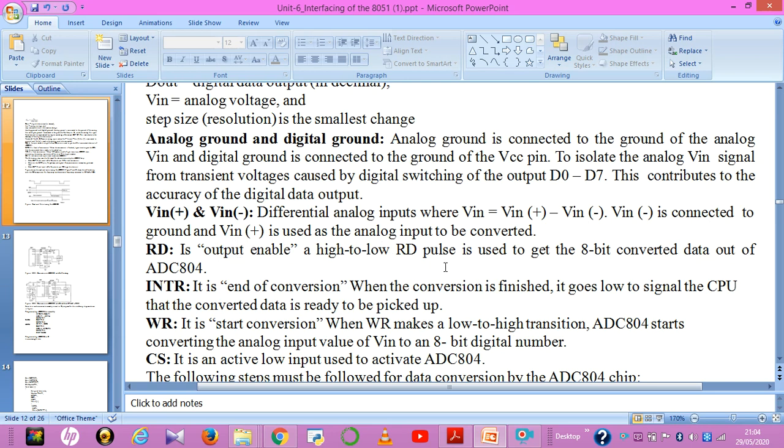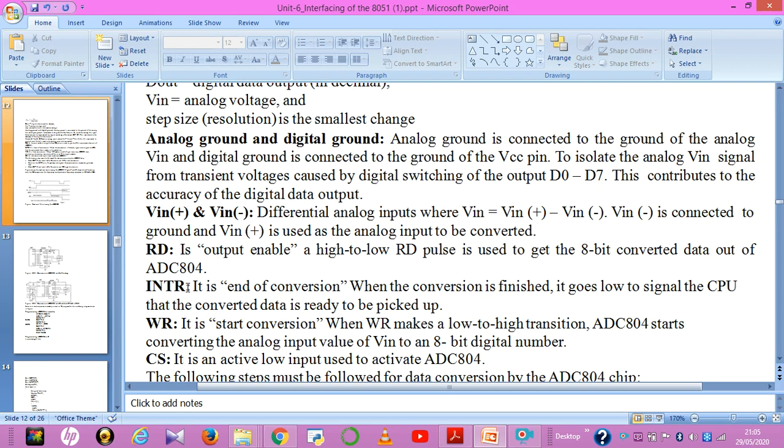A high to low RD pulse is used to get the 8-bit converted data out of the ADC 0804. To get the digital data, you have to send the signal high to low.